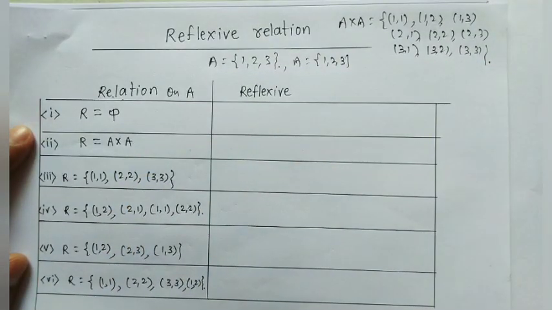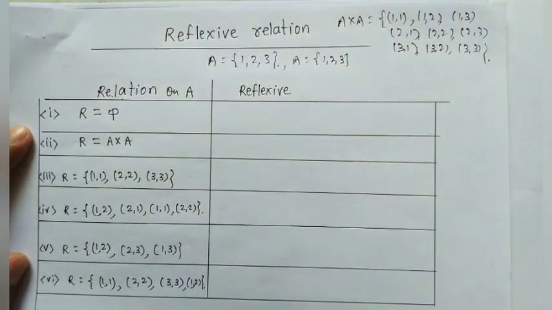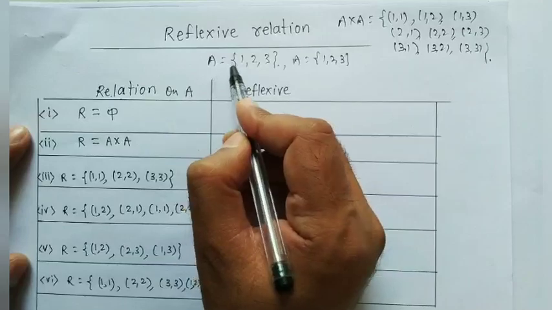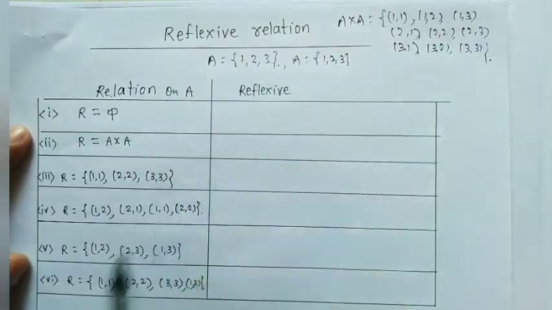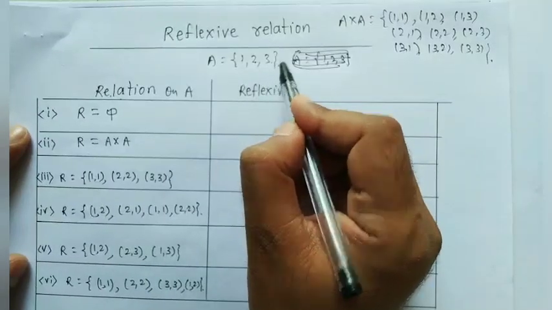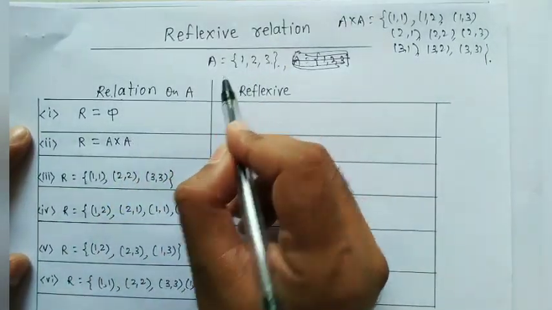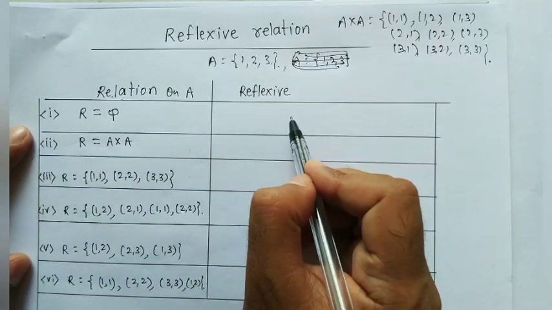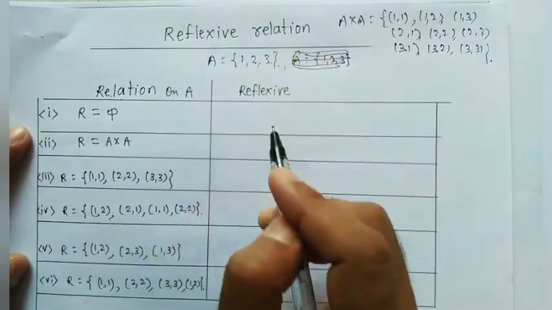We have to decide whether it is reflexive or not. Be careful. Read the statement: relation on set A, and set A is {1, 2, 3}. We have to decide whether on this set R equals the empty set is reflexive or not. Recall the definition of reflexive relation.